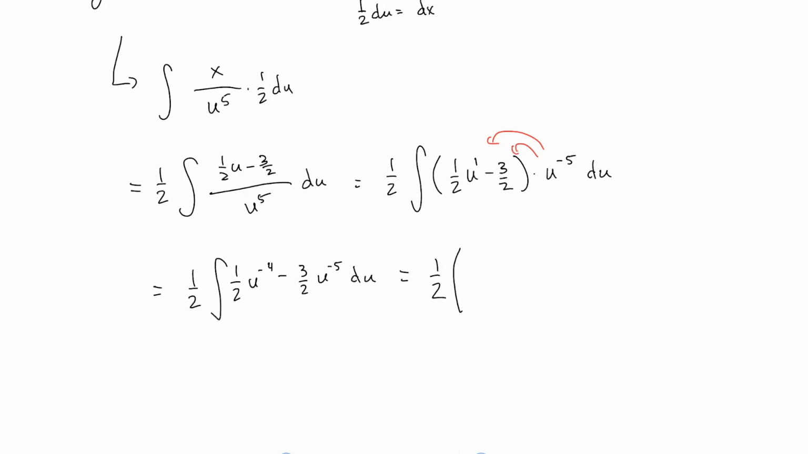1/2 stays out front with some big parentheses, and then I'm going to do antiderivatives on each of those two things on the inside. 1/2 u to the minus 4 becomes 1/2, and then 1 over minus 3 u to the minus 3. Remember the rule, you increase the power by 1, so minus 4 becomes minus 3, and then you got to divide by the new exponent. And then same thing on the other part, so it'll be minus 3/2, 1 over minus 4 u to the minus 4.